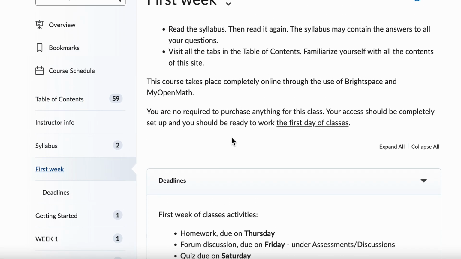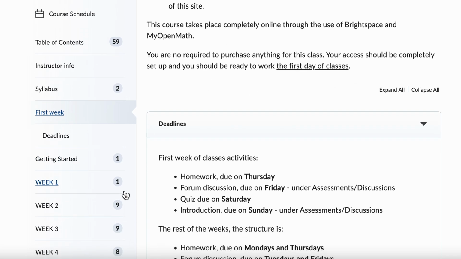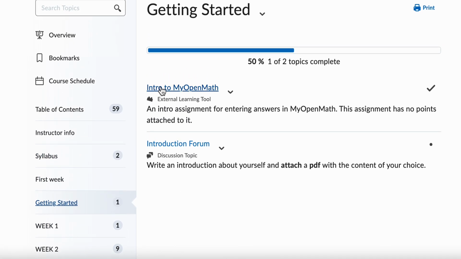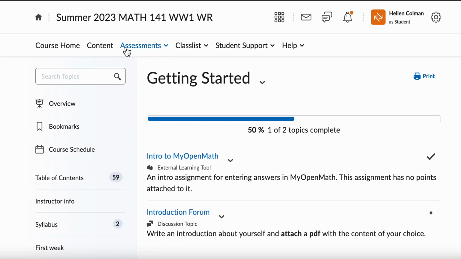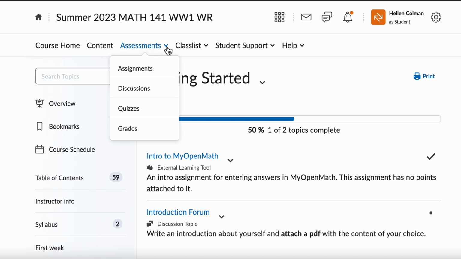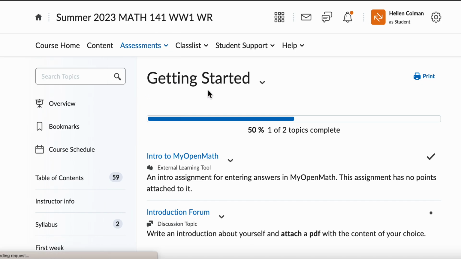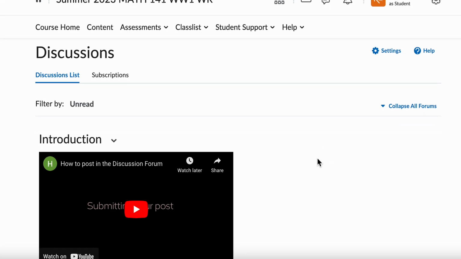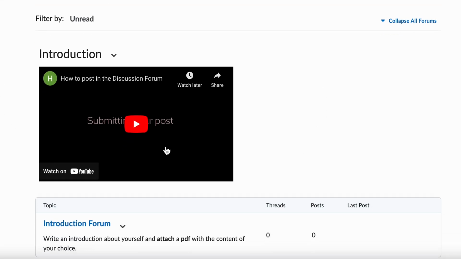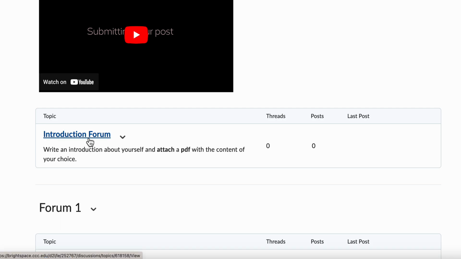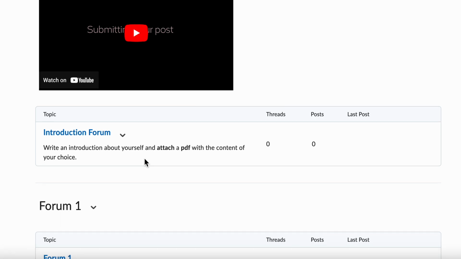First week, that is what we visited before. In Getting Started, you have the introduction to MyOpenMath that I already mentioned. You also have the link to the introduction forum, though all the forums are also available when you go to Assessments. Click here, Assessments, Discussions. In Discussions, you have all the forums of this class. The first one, the introduction, is this one. That is where you should write your introduction.